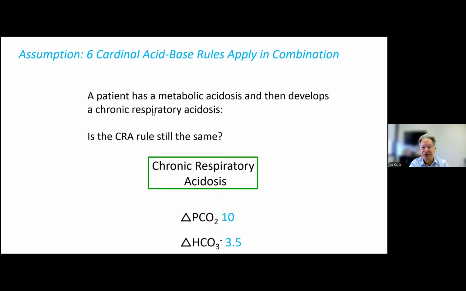It turns out that, in the dog at least, if they have a metabolic acidosis and then they're hypoventilated, the bicarbonate actually increases more than 3.5 for every 10 increase in the PCO2.